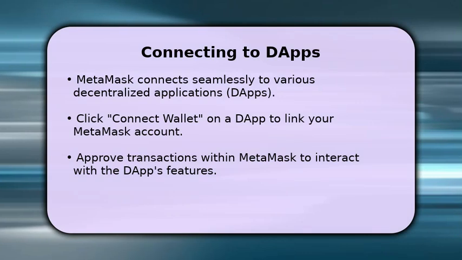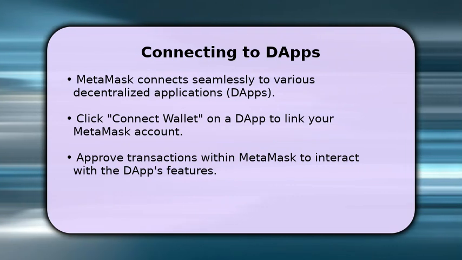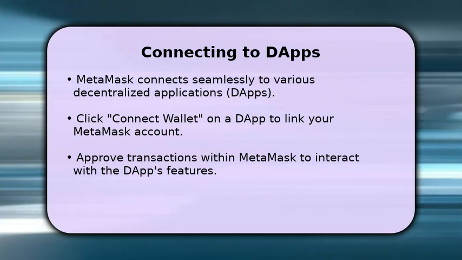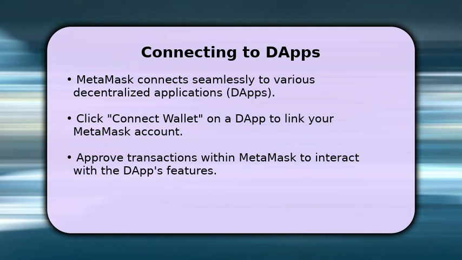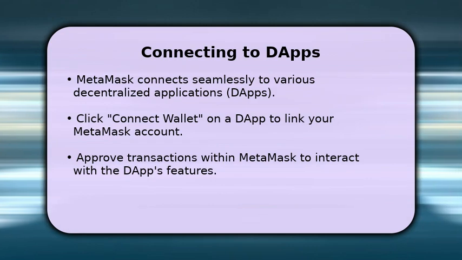Now that your wallet is funded, you're ready to explore the world of decentralized applications. When you visit a DApp, you'll typically see a Connect Wallet button. Click this and select MetaMask. Your wallet will then prompt you to approve the connection. Once connected, you can interact with the DApp's features, like swapping tokens or buying NFTs, by approving each transaction within your MetaMask extension.